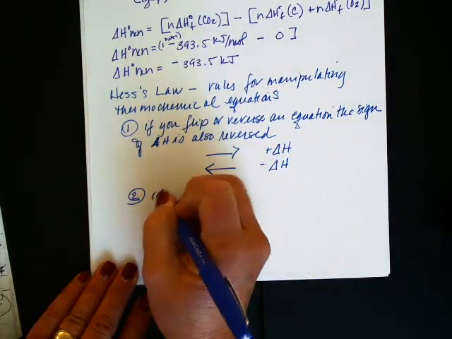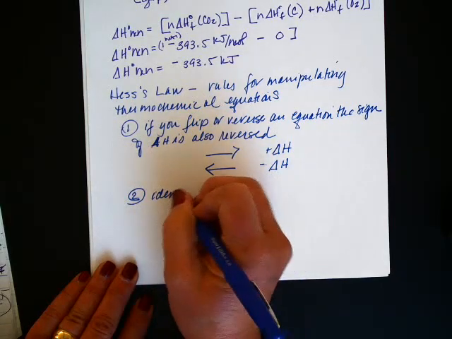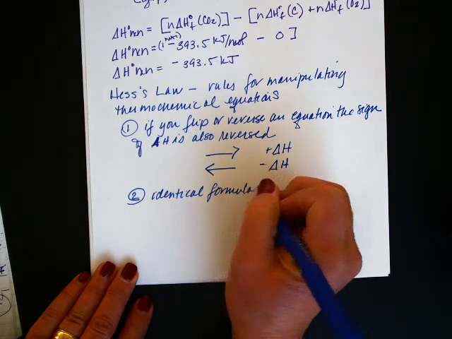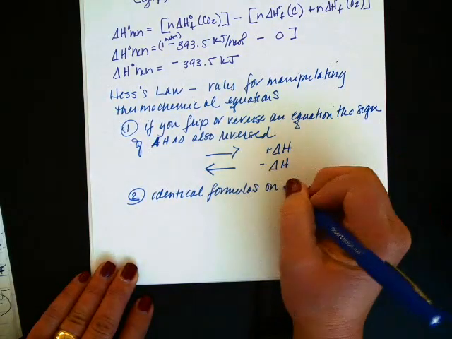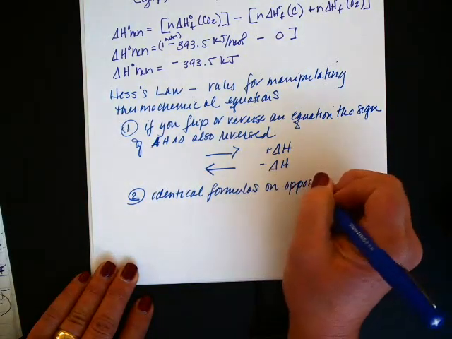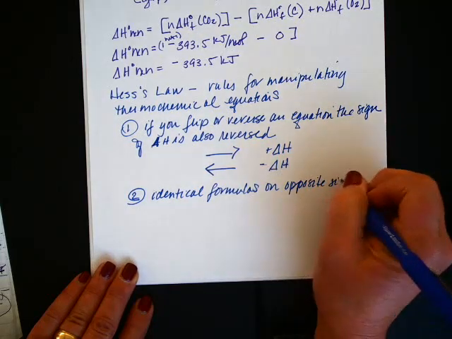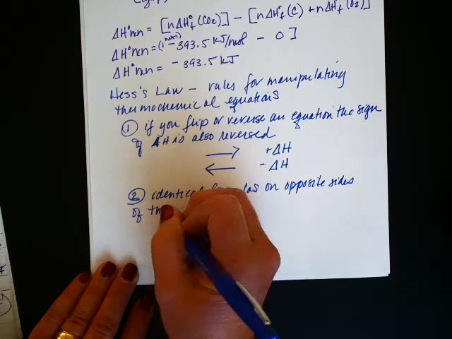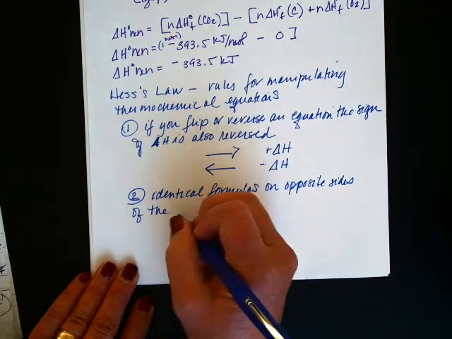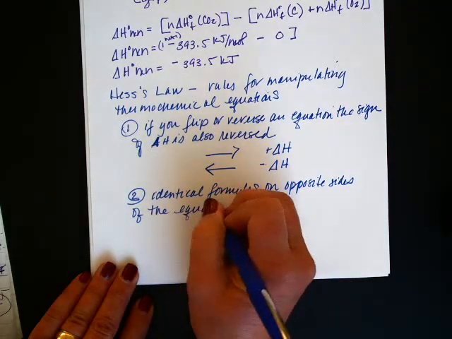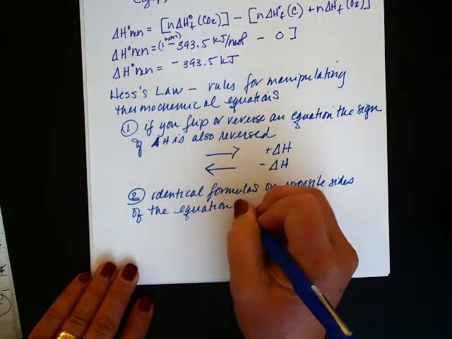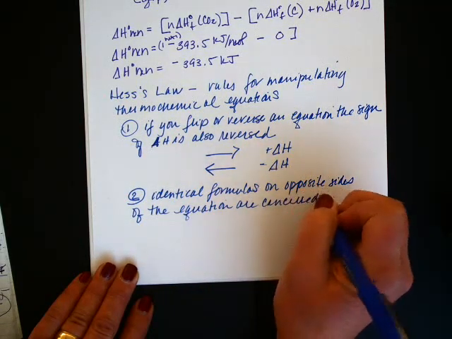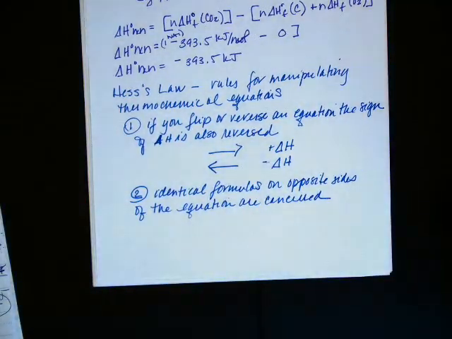Identical formulas on opposite sides of the equation are canceled. So that means they have to be on opposite sides of those arrows.